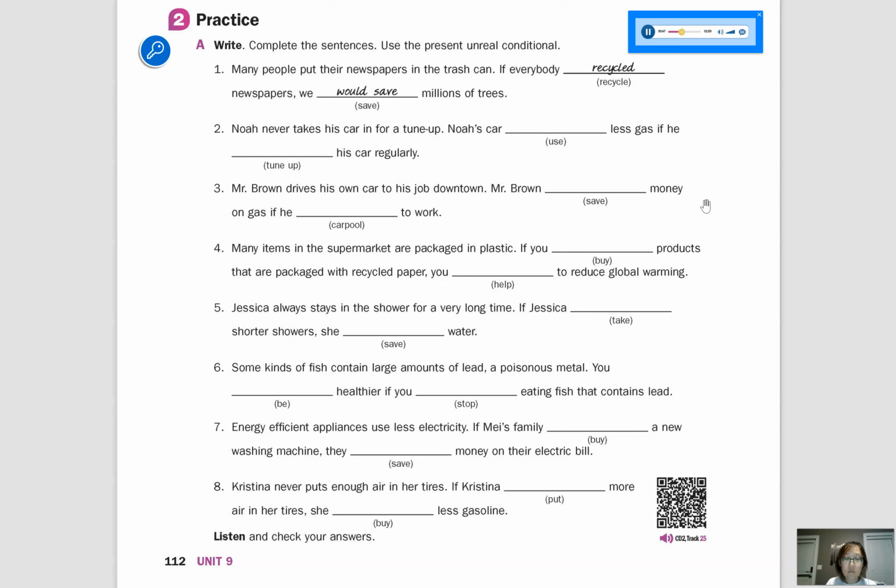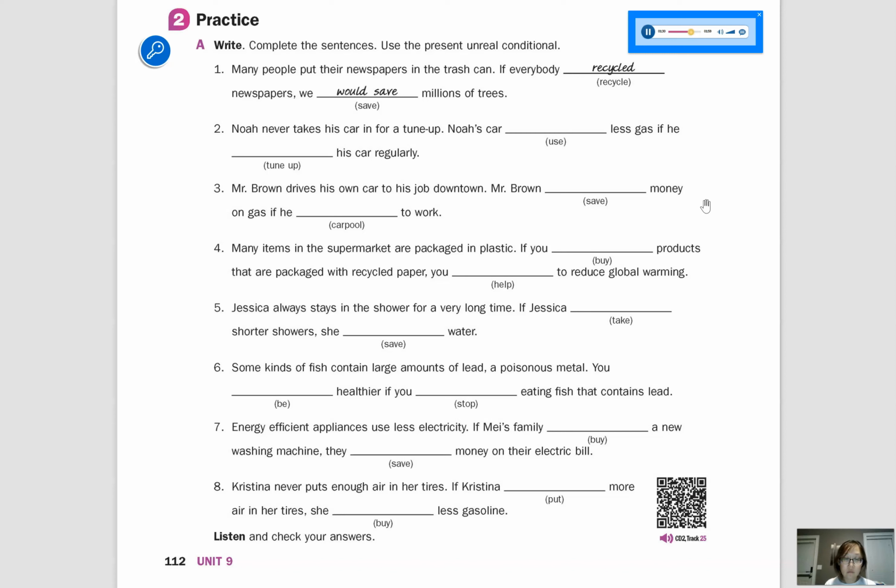4. Many items in the supermarket are packaged in plastic. If you bought products that are packaged with recycled paper, you would help to reduce global warming. 5. Jessica always stays in the shower for a very long time. If Jessica took shorter showers, she would save water. 6. Some kinds of fish contain large amounts of lead, a poisonous metal. You would be healthier if you stopped eating fish that contains lead.